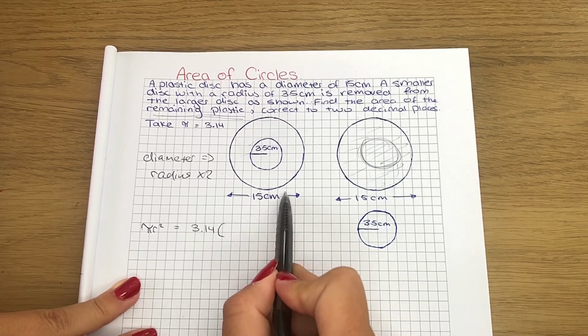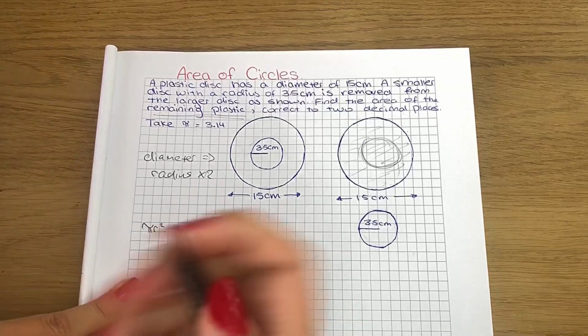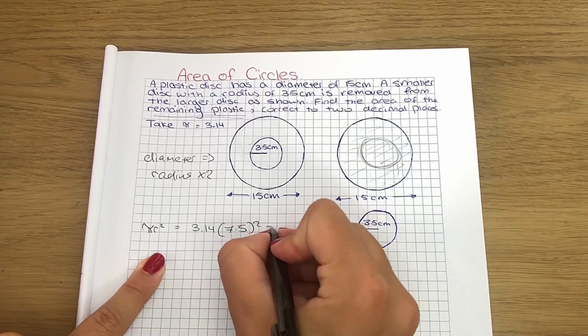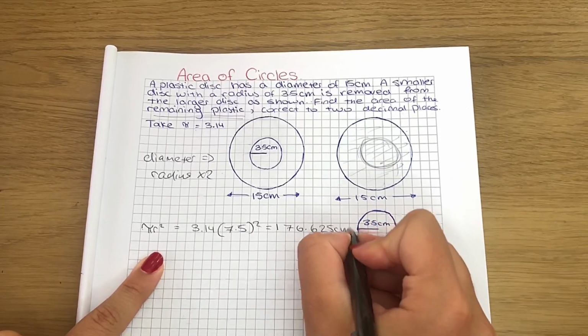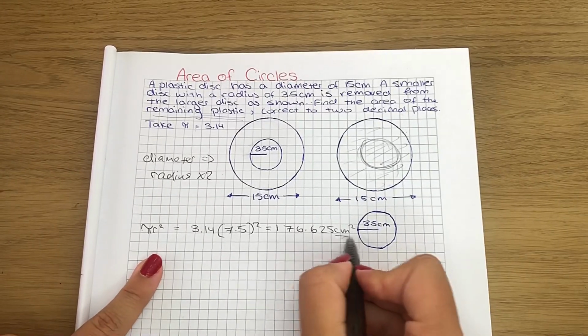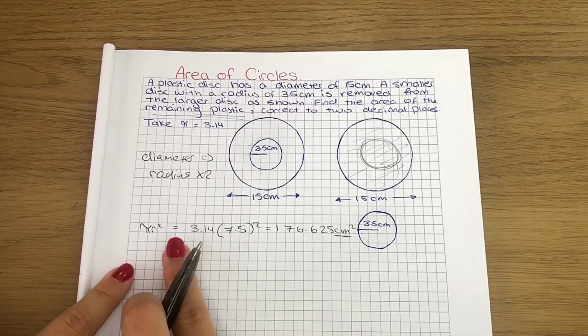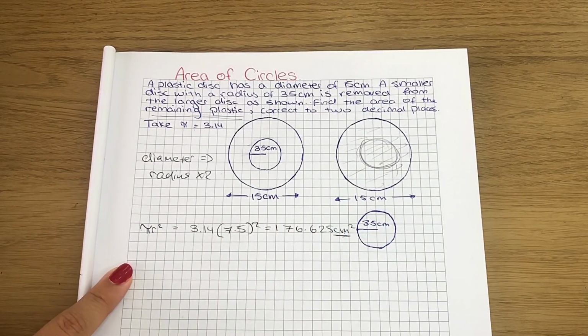What is half of 15? It is 7.5. So we're going to add in 7.5 to our bracket, and we're going to square this. Now, the answer to this is 176.625 centimeters squared. Never round when you are calculating, and also remember your units, centimeters squared, since we are dealing with area. Now, we found the area of the larger disc, but we need to find the area of the smaller disc this time.